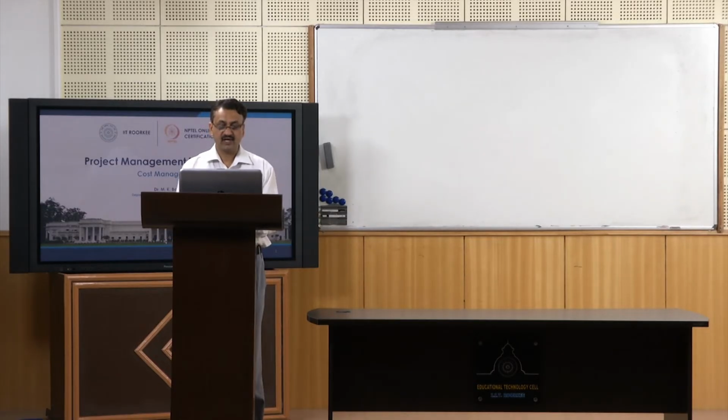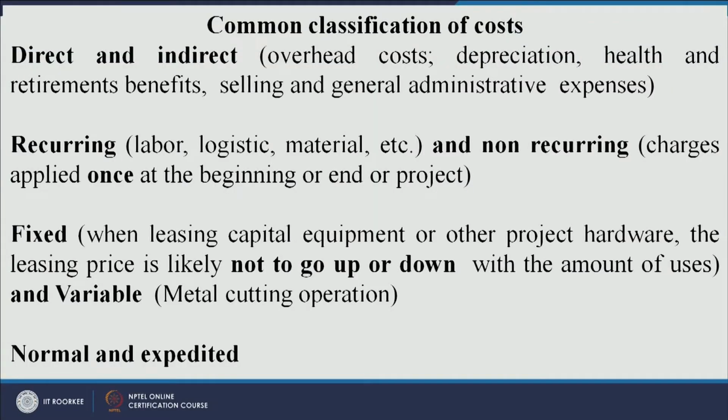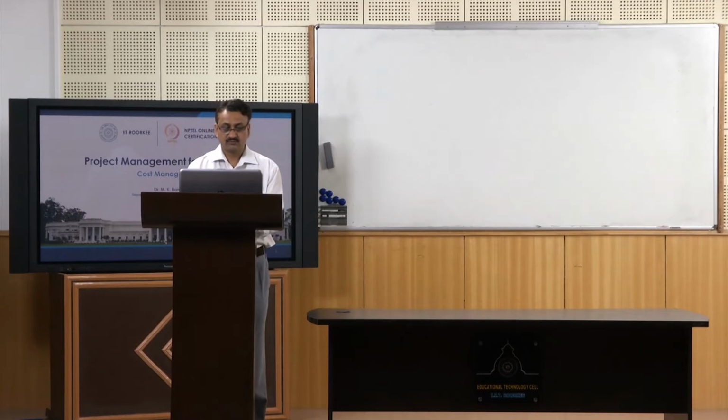Then you can also classify costs as fixed cost versus variable cost. When I say fixed cost, for example, in project management, when you are leasing a capital equipment or other project hardware, the leasing price is likely not to go up or down with the amount of usage, right. So, if you have taken an equipment on lease, let us say for a month, it is up to you for how many hours per day or how many days in a month you want to use it. Even if you do not use that equipment, you will have to pay the lease amount, right. So, that amount remains fixed.